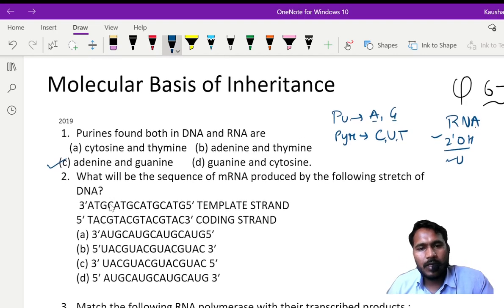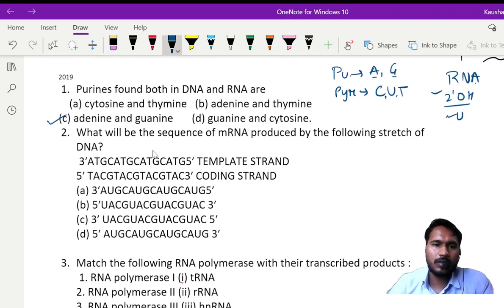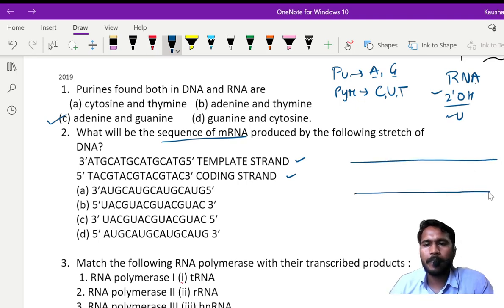What will be the sequence of mRNA produced by the following stretch of DNA? They are asking the sequence of mRNA produced by the following stretch of DNA. So this is a stretch. This is called the template and coding strand. Remember it. The template is the strand on which the new mRNA is going to be formed, and coding means the strand on which RNA will not form. Okay, coding strand.